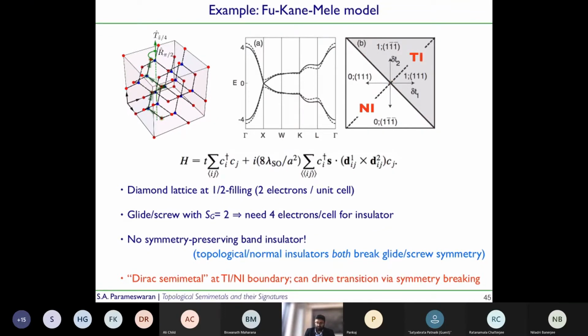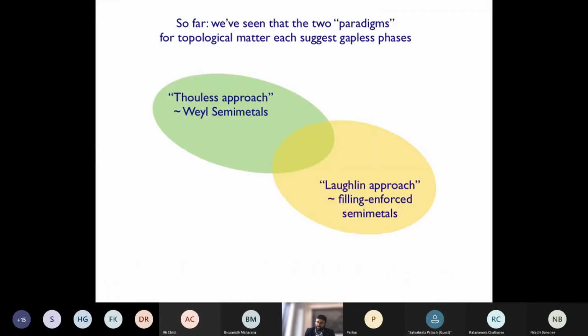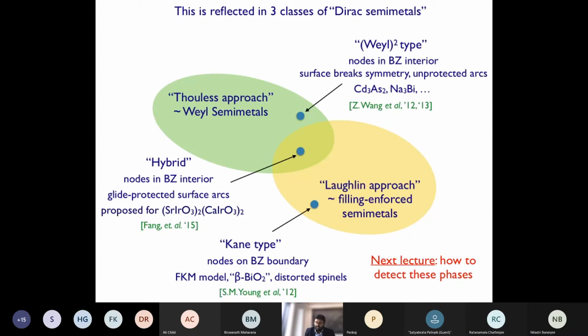And so just to wrap up, you can apply this to various things, but what these tell you is that there are gapless phases suggested both by this Thouless approach, which I said gives these Weyl semimetals, just thinking about band structures and Berry phases, and also these filling enforced semimetals. And it turns out that this allows you to peel apart 3 different types of Dirac semimetals.